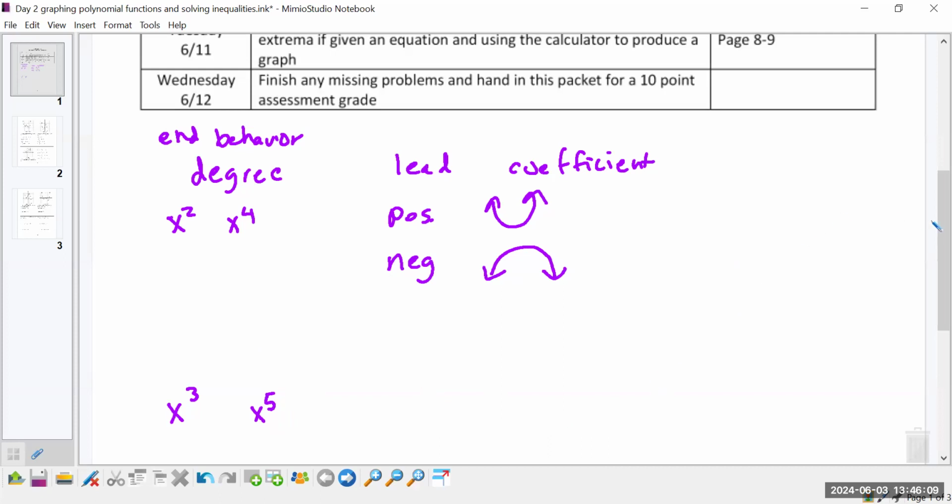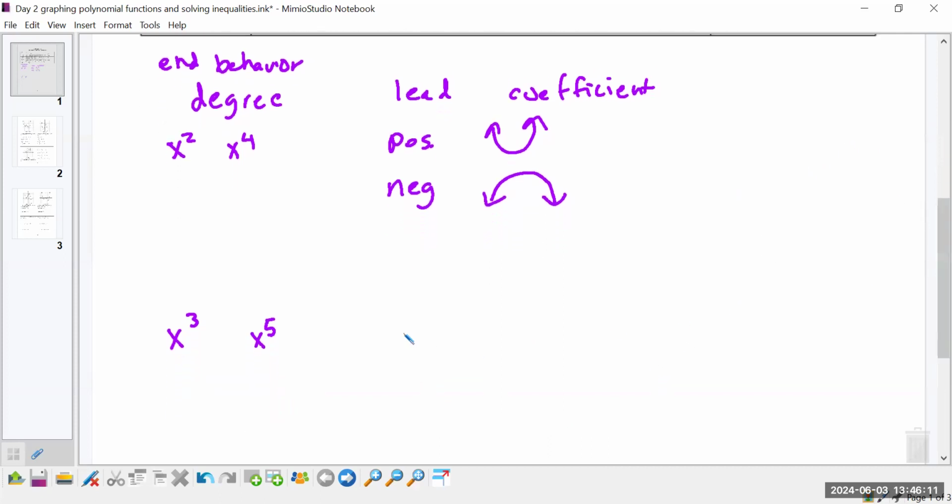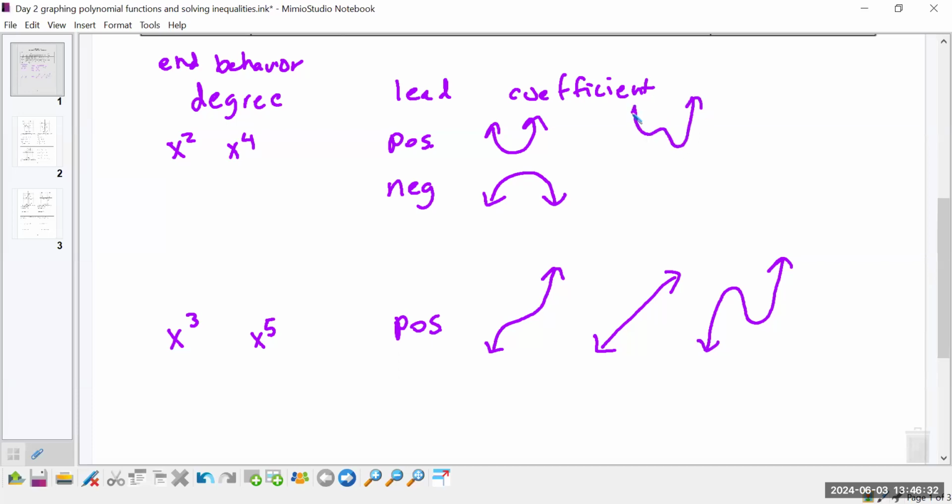Now, for odd degrees, things like x cubed and x to the fifth, if we had a positive leading coefficient, it would look like this, going down to negative infinity on the left and up to positive infinity on the right. It could be like a line, or it could be a little more fancy like this. And if we have a negative leading coefficient, it would look like this.